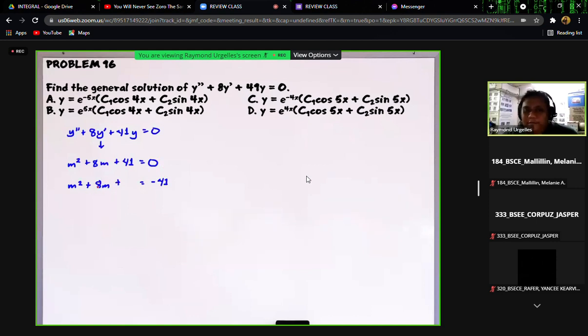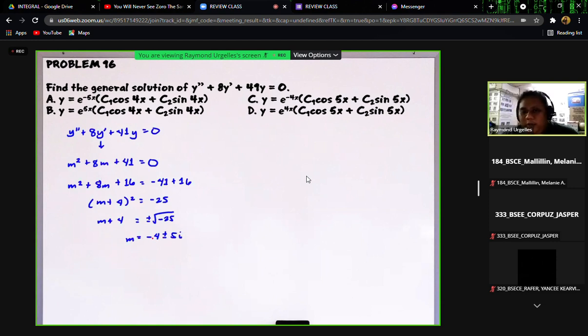What we do is divide this by 2. 8 divided by 2 is 4, and 4 squared is 16. So we add 16 here, and we also add 16 on the other side. Then we can write this as m plus 4 squared equal to negative 25. Getting the square root, m plus 4 will be plus or minus square root of negative 25. Solving for m, this is negative 4 plus or minus 5i.